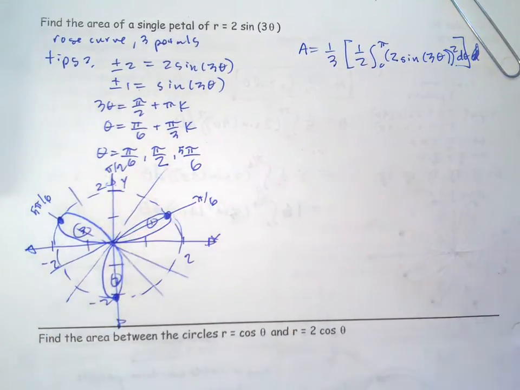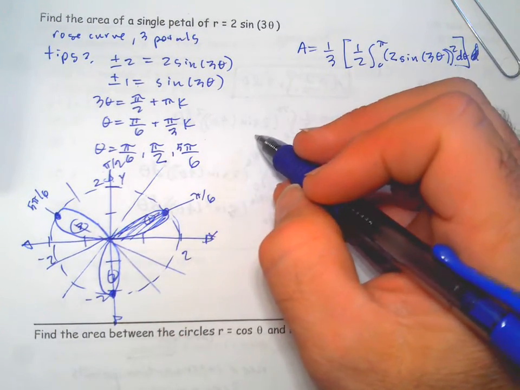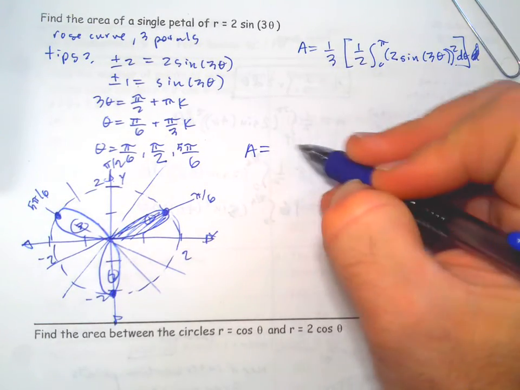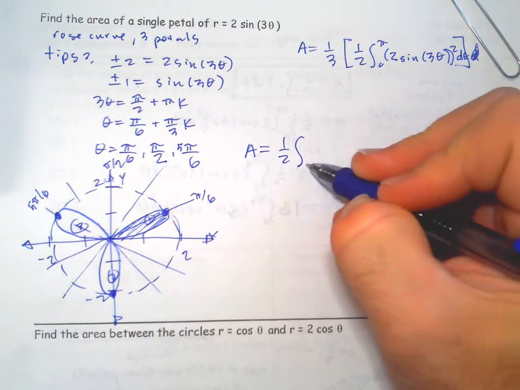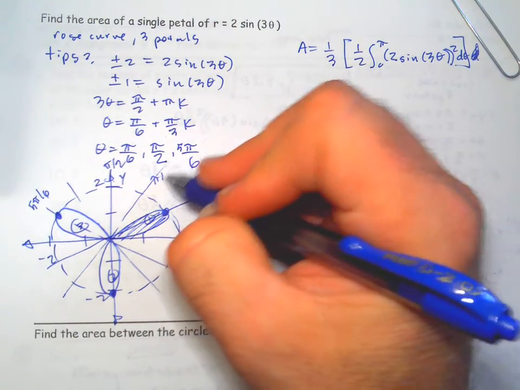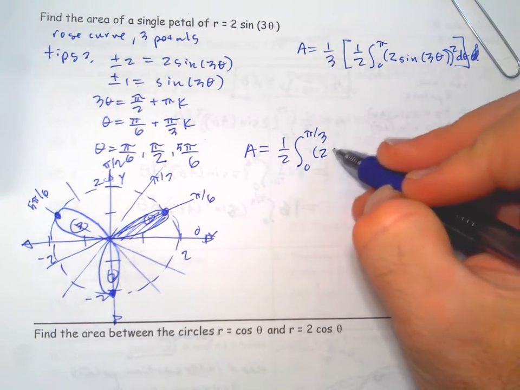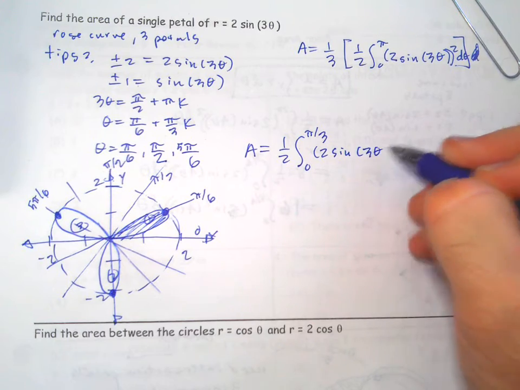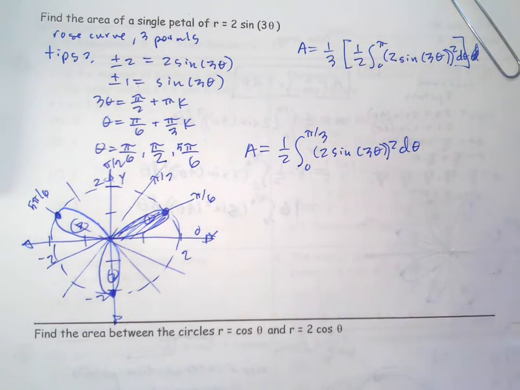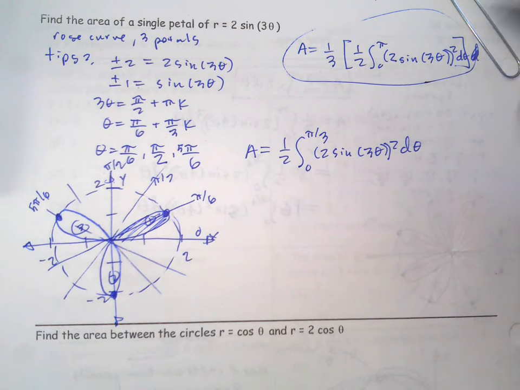I can graph very quick, but I still think that's a lot of work. So if you want to do one petal, we could say 1/2, and 0 to pi over 3, because the petal starts here at 0 and ends at pi over 3. And then you can do the 2 sine 3 theta squared d theta inside. So you could do that. I think it would be quicker to say, let's just do the whole flower and divide it by 3 because they're equal sized petals. So different ways to do it.